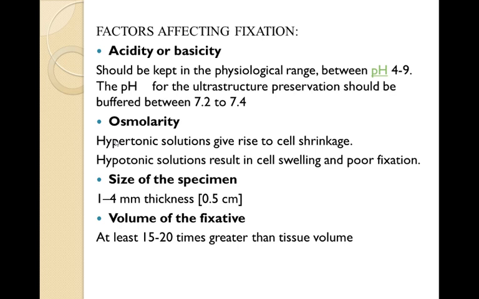The next factor is the size of the specimen. The size of the specimen should be in the range of 1 to 4 mm thickness. Why is this so? If the size of the specimen is above this range, it would lead to a longer time for the fixative to penetrate the tissue. So the size of the specimen plays an important role in the fixation process. Also, it controls the osmolarity. The smaller the size of the tissue, the less fixative absorption it would promote, so it will limit cell swelling or poor fixation.